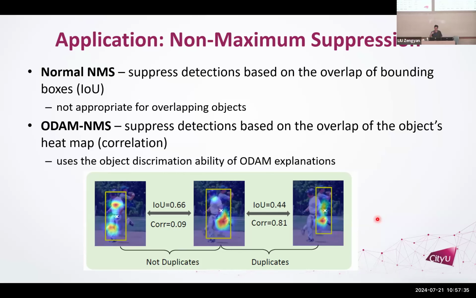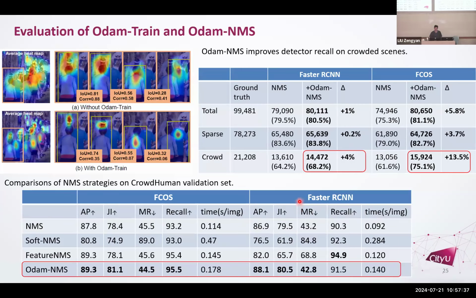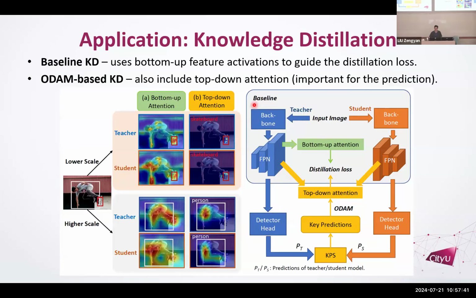Okay, so this allows us to improve the detection recall of the model. Another thing we can do is knowledge distillation, which Professor Yang introduced before. The typical knowledge distillation uses bottom-up feature activation to guide the distillation loss. So I try to match the feature maps. But again, whether a feature was created or activated in the end may not be used by the output. That's just a bottom-up process.